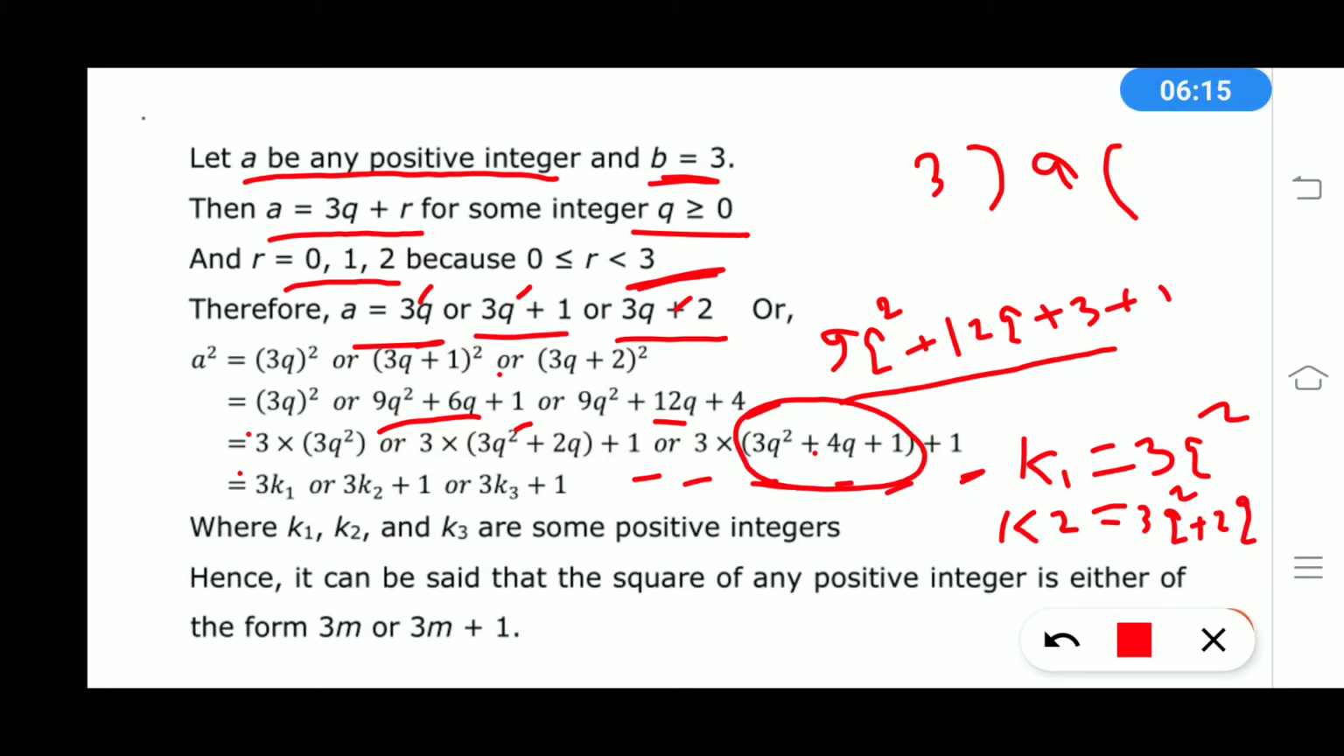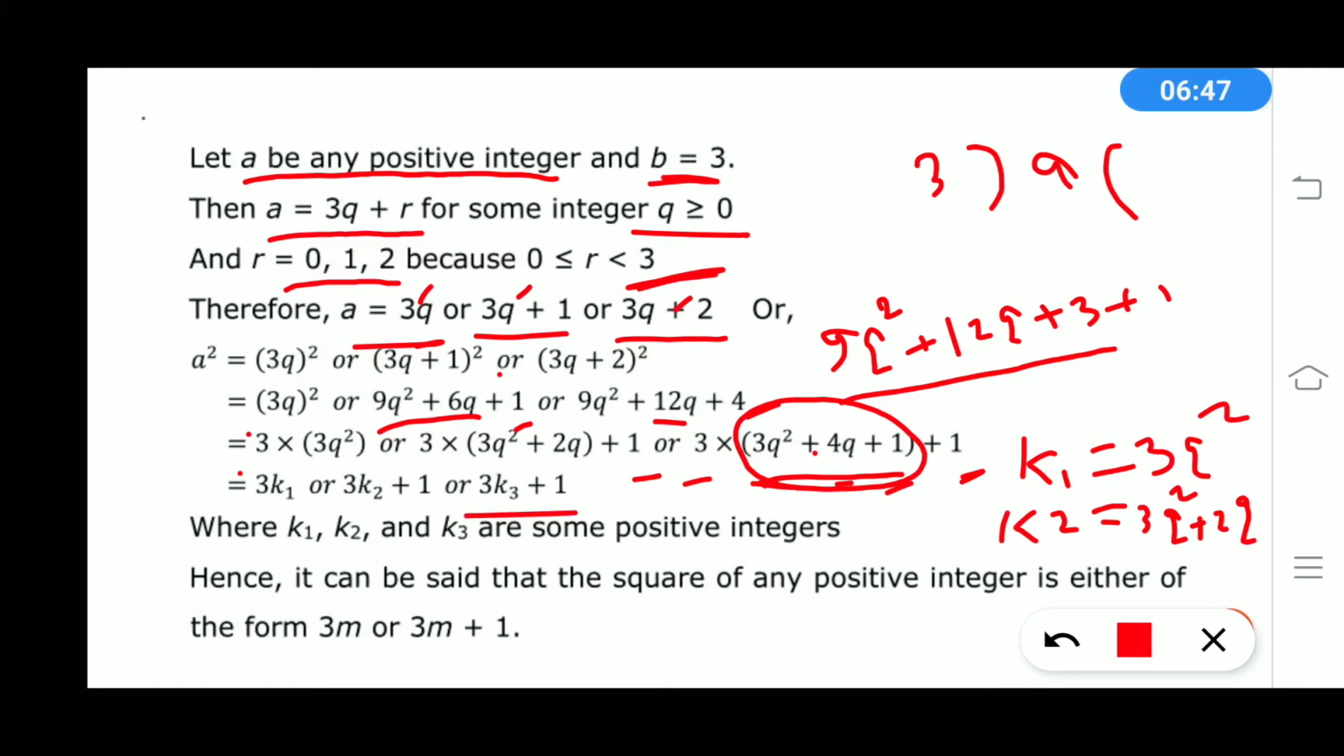Okay, now the first one, 3q square, can be written as 3k1, where k1 equals 3q square. Again, the second term is 3k2 plus 1, where k2 equals 3q square plus 2q, and the last one is 3k3 plus 1, where k3 equals 3q square plus 4q plus 1. So 3q square is written in the form 3k1, (3q plus 1) whole square can be written as 3k2 plus 1, and (3q plus 2) whole square can be written as 3k3 plus 1.